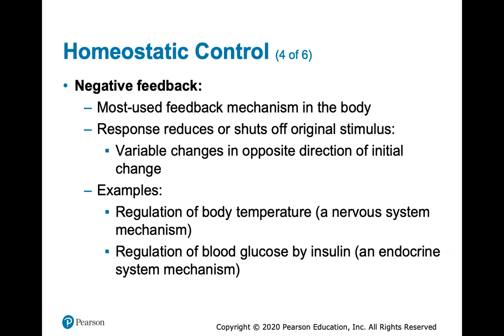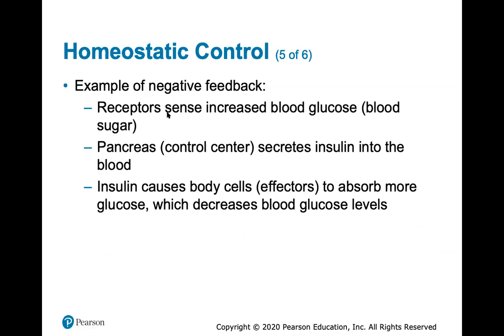So if your body temperature gets above 37 degrees, if you get too hot, the control center in your brain will tell your muscles or your blood vessels to dissipate the heat a little bit more. If your body temperature gets too cold, the control center in your brain tells your muscles to shiver, to move to try to create more warmth. Blood glucose regulation by insulin is an endocrine system mechanism, and we'll talk specifically about what insulin does. Insulin always lowers blood glucose levels. So, another example of negative feedback: receptors will sense an increased level of blood sugar in your arteries.